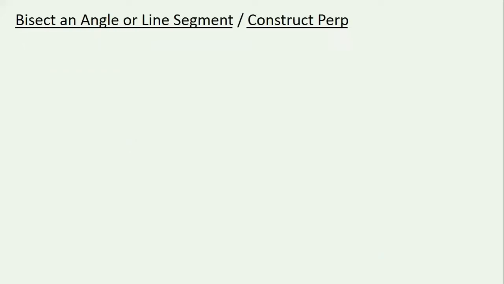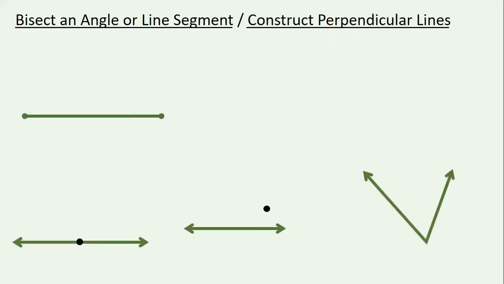Now let's look at bisecting an angle or line segment and constructing perpendicular lines. Some of the keywords you're going to see are bisect, perpendicular, and midpoint. This can be performed on line segments, lines, or on angles.